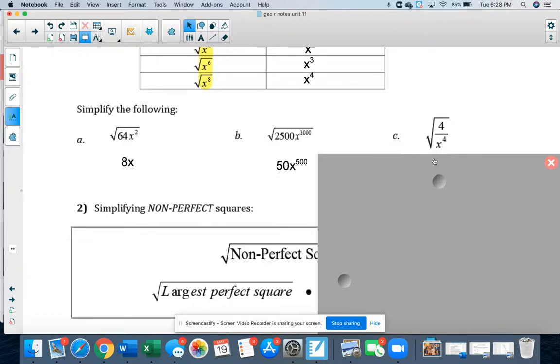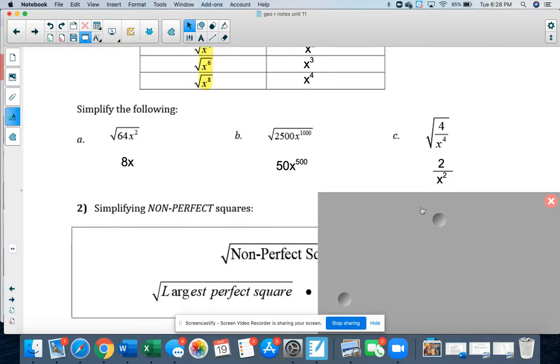And what if it looks like C right here? I can actually split this up into square root of 4, which is 2, and square root of x to the fourth, which is x squared. Okay, so these were all perfect squares.